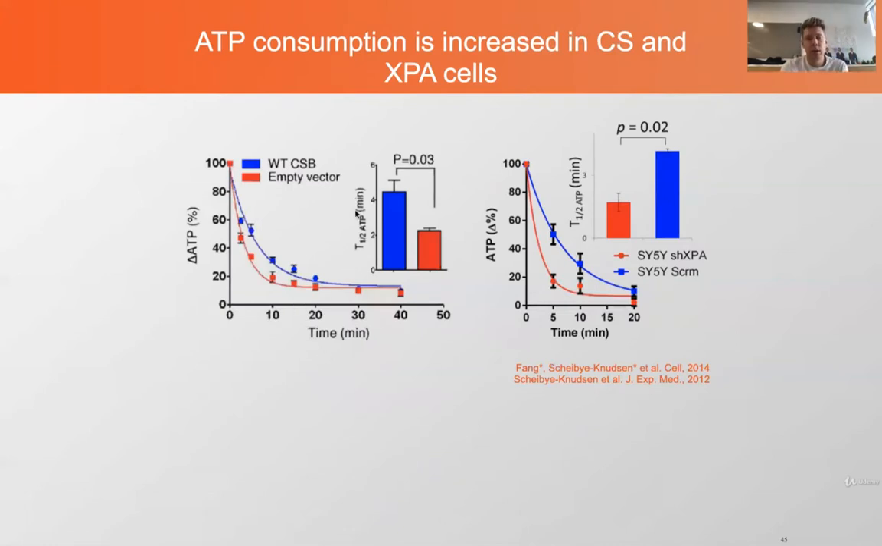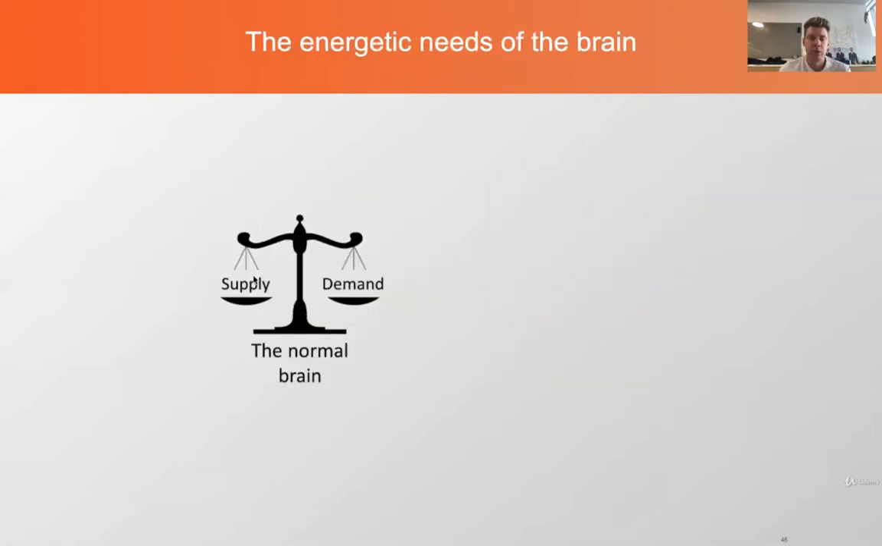And indeed, if we look at the ATP half-life in cells, at time 0, we're inhibiting ATP generation through glycolysis by using 2-deoxyglucose and mitochondria by using oligomycin. And we can see the half-life is much faster in CSB deficient cells. So if we go back to the idea that under normal conditions you have an equilibrium between supply and demand.